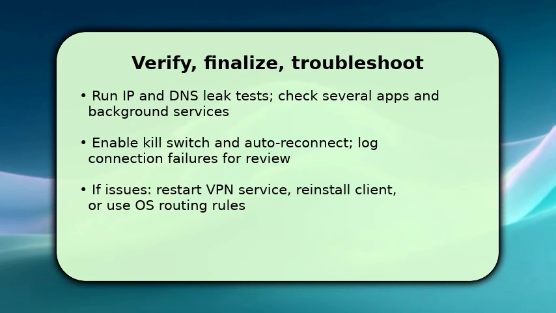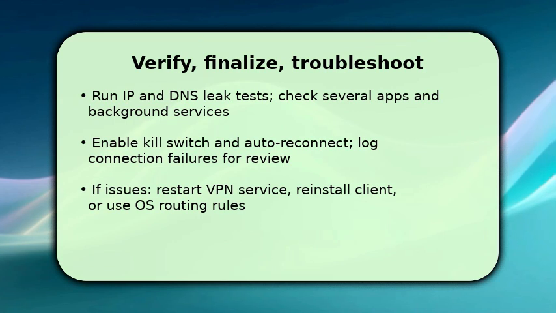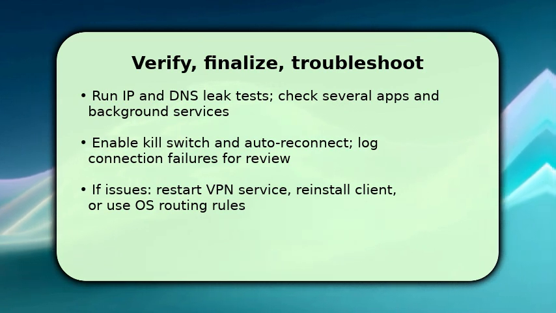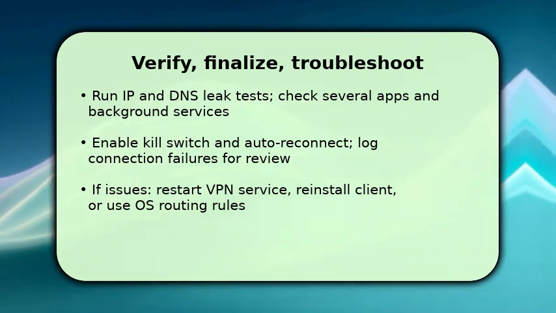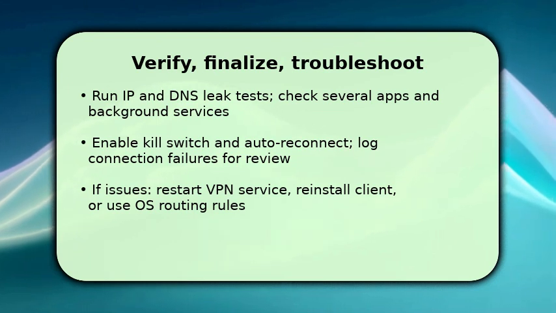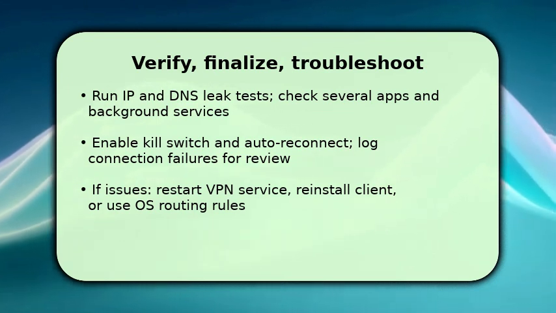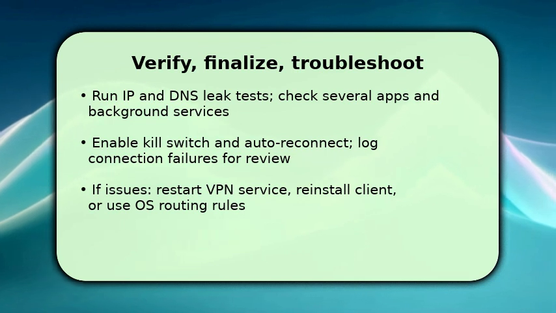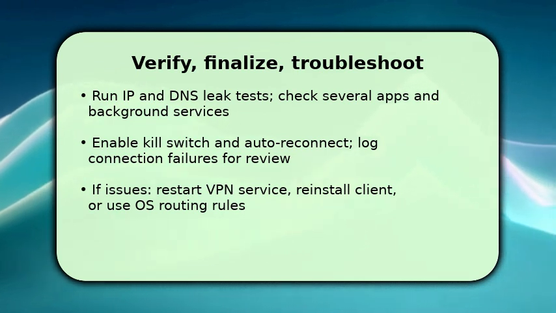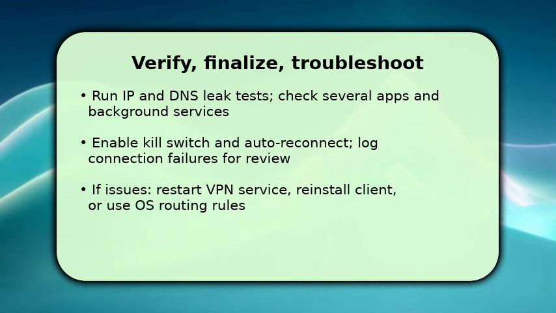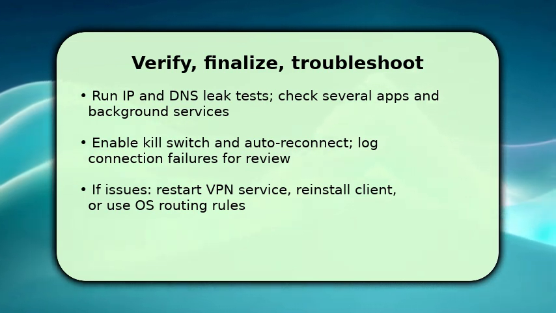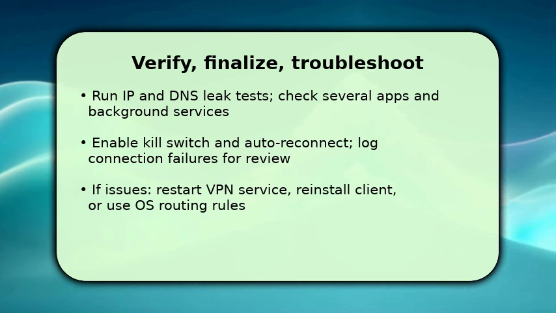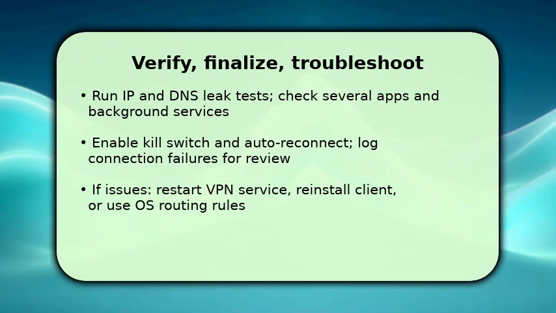Finish by verifying and locking the setup so it stays system-wide. You should run IP and DNS leak tests and open multiple apps, browsers, messengers, and background services to confirm all traffic uses the VPN. Enable the kill switch and auto-reconnect to prevent leaks if the VPN drops. If something fails, restart the VPN service, reinstall the client, or apply explicit OS routing rules. One key troubleshooting tip: if an app still leaks, inspect split tunnel and DNS settings first.